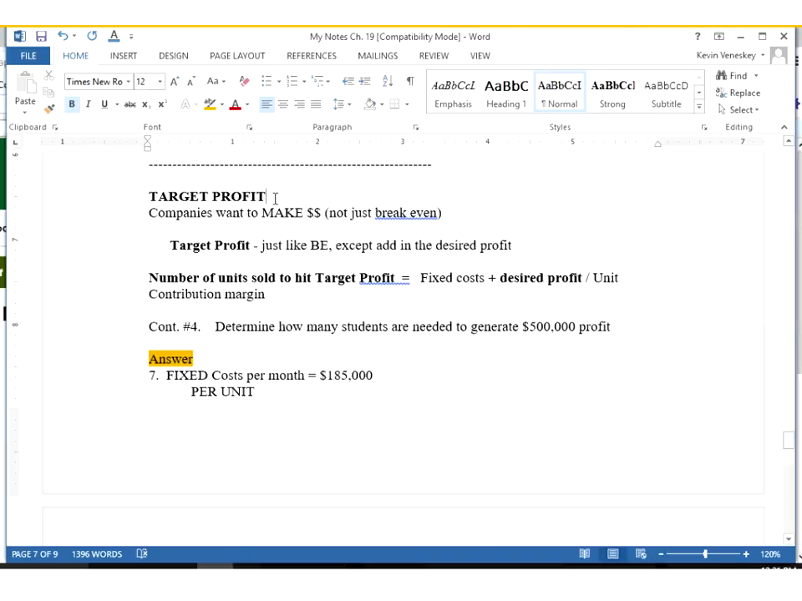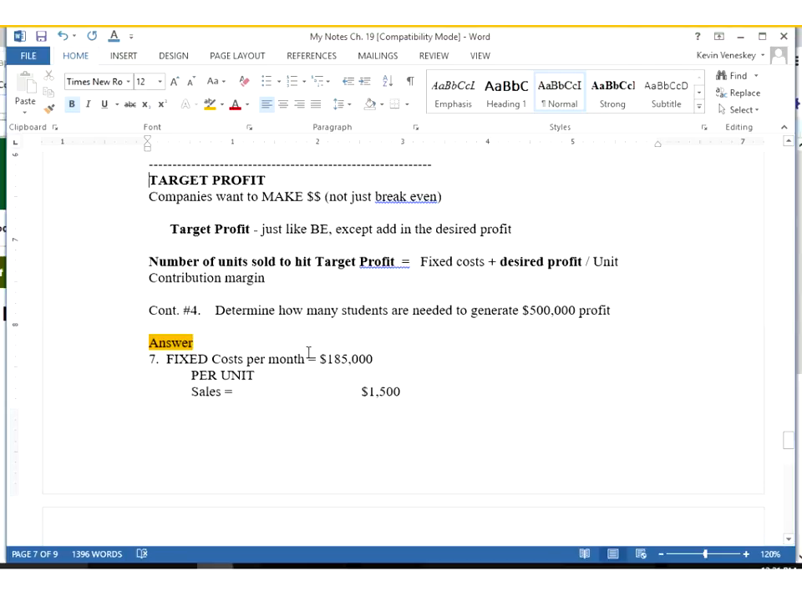This target profit, what that is basically telling me is how much do I need to sell to get where I want to be. Break even is okay, but I don't want to be at just break even. I want to make money. And so what this is saying is, let's not stop just at break even. Let's figure out how much we need to sell in order to get to the profit we want.